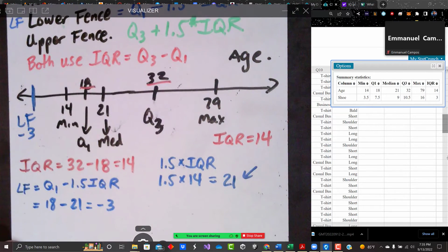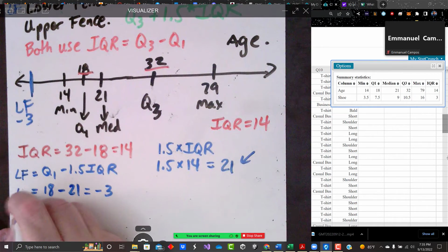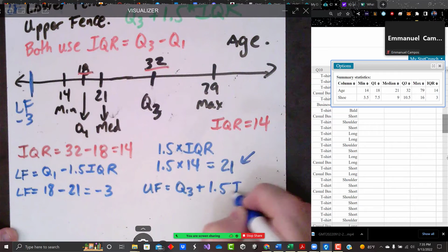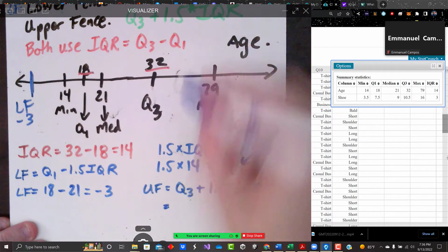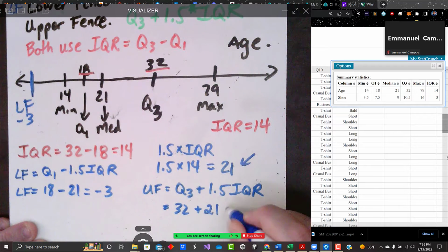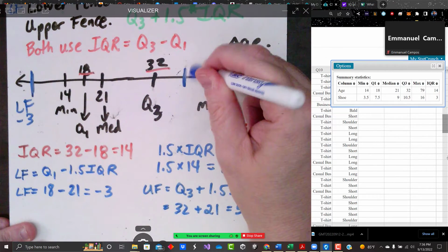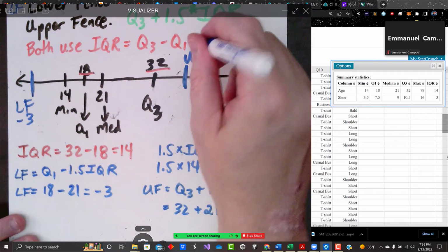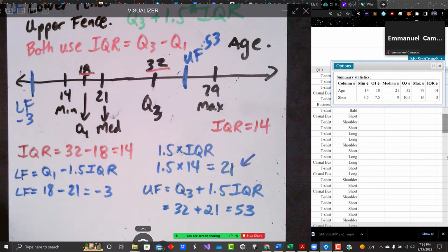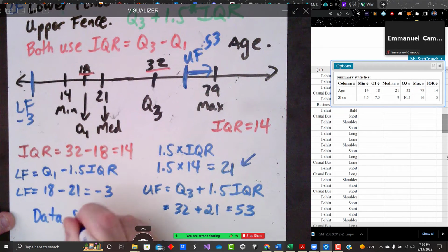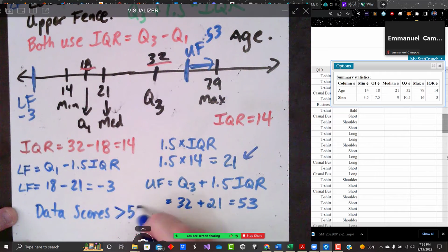If we look at the upper fence, it's Q3 plus 1.5 IQR. In this case, the Q3 is 32, and we're going to add 21. 32 plus 21 is 53. 53 is about here. The upper fence is 53. This is the whole scenario of the call is coming from inside the house. We have outliers. So any data score greater than 53 are outliers.